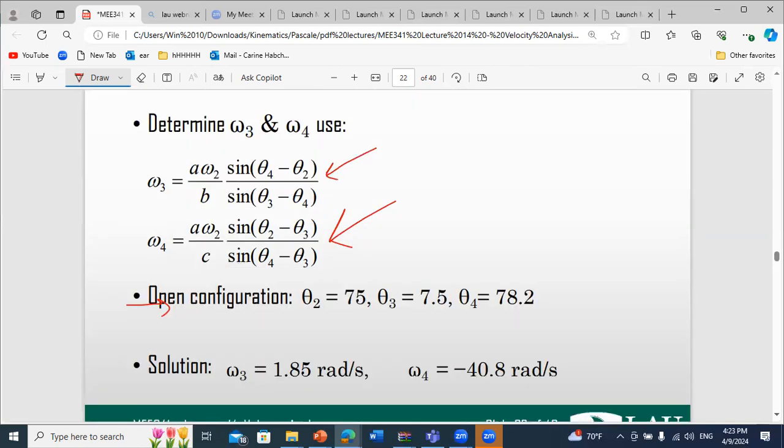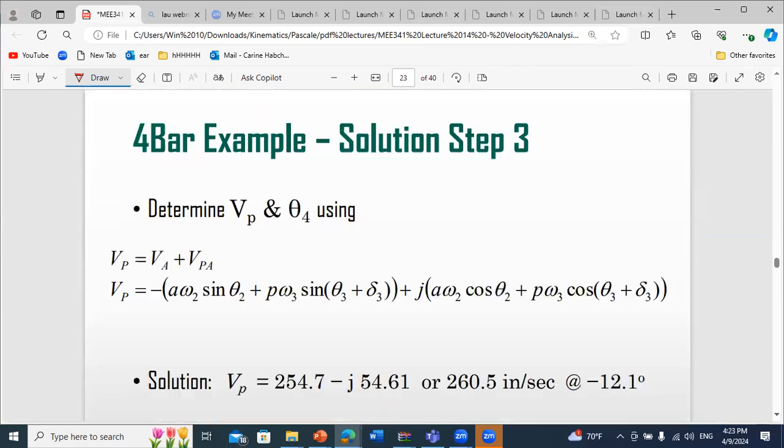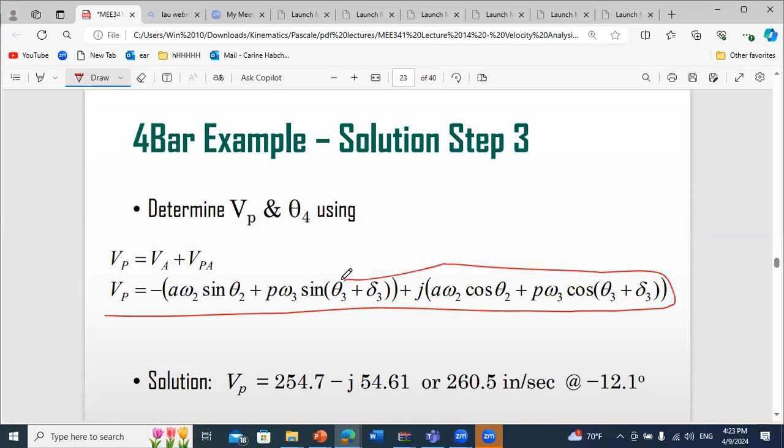Now, concerning the velocity of P, the velocity of the point P of the coupler, also we have developed the solution and we have all parameters. So we can solve for VP also for open configuration and for crossed configuration. Okay. Any question on this problem?